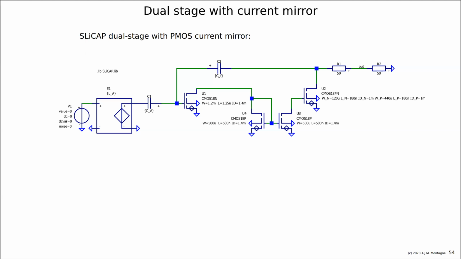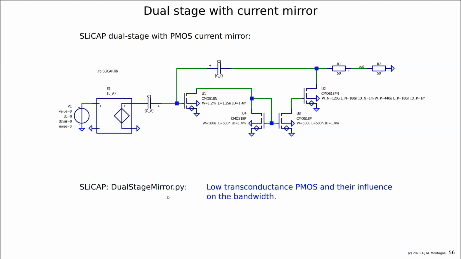That is why we are going to do the small signal design completely with SLIDECAP, and that's why you have to put effort in making the models. So on device level, you have to be sure that the models are good enough, are matching with the models that are in LTspice or in Cadence. So for the dual stage mirror, there's also a file, and I will demonstrate this file as well, of course. And we have low transconductance PMOS, and we will study the influence on the bandwidth. That is what we want to see.